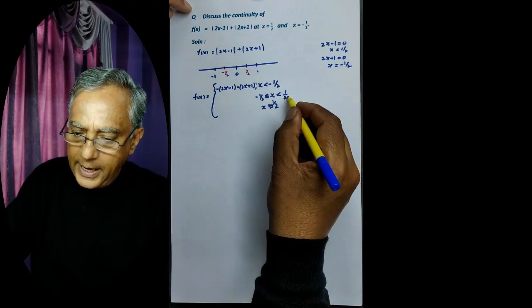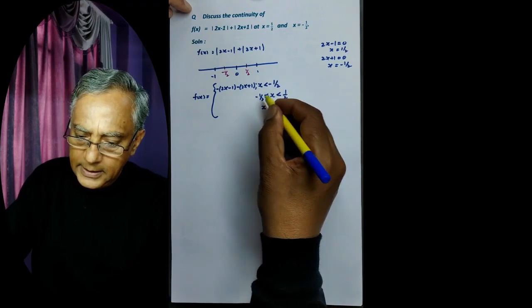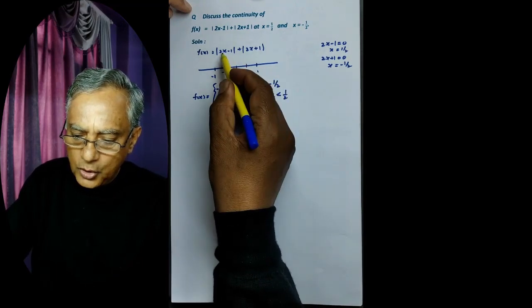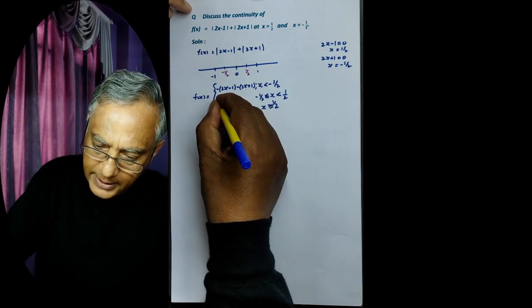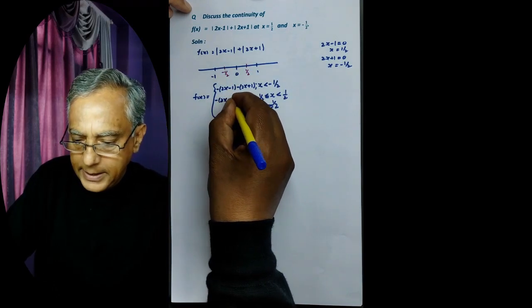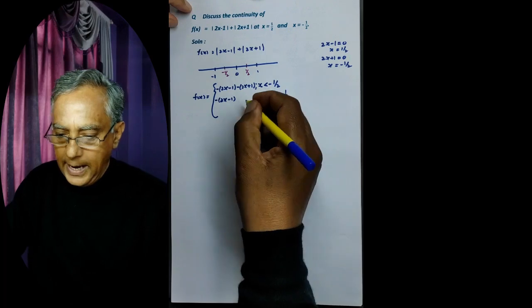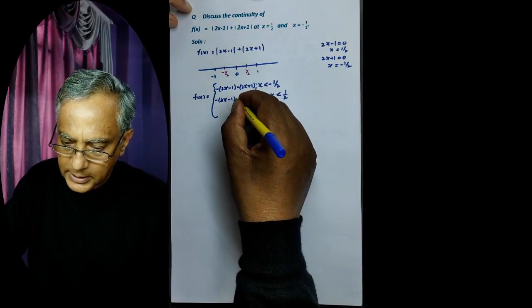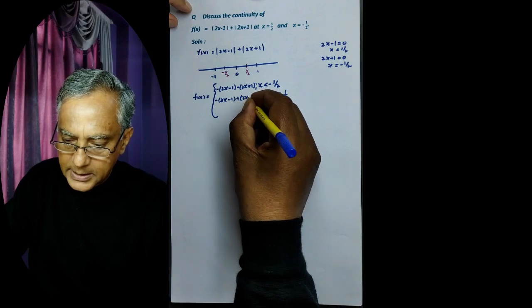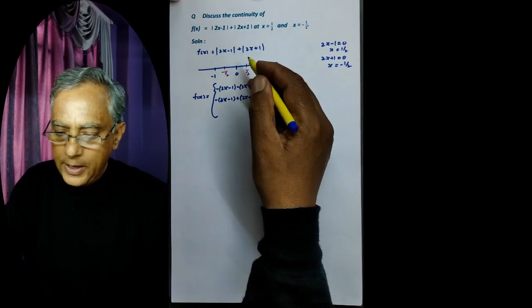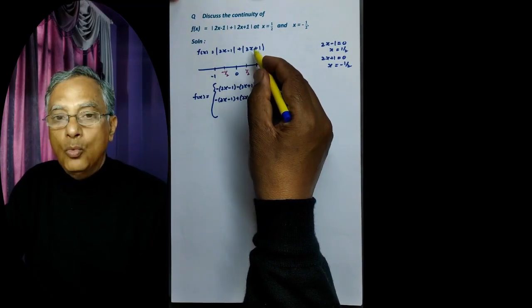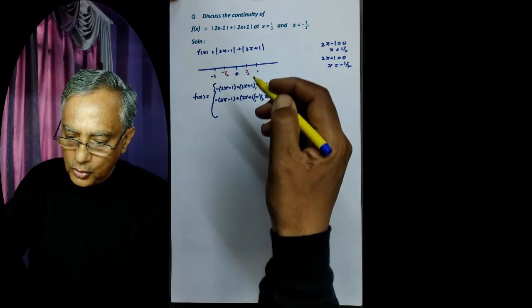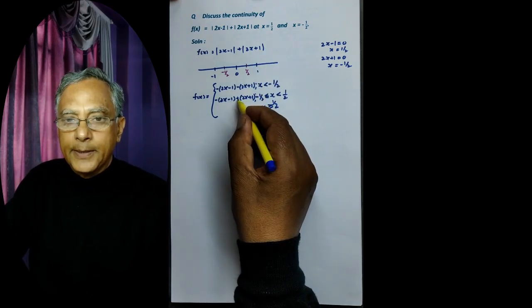In this interval, again take a single point, say 0. Put x equal to 0. This is negative. So we will have minus (2x minus 1). And in this put x equal to 0, we have positive. So this is positive, 2x plus 1. Because when we put x equal to 0, we get 1, which is positive. So it will be a positive sign here.